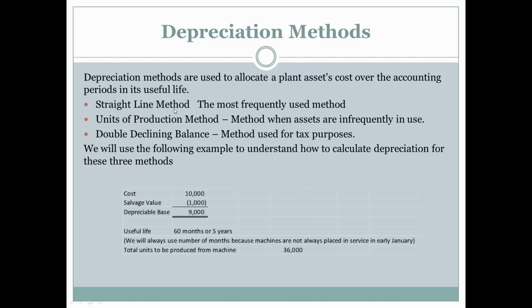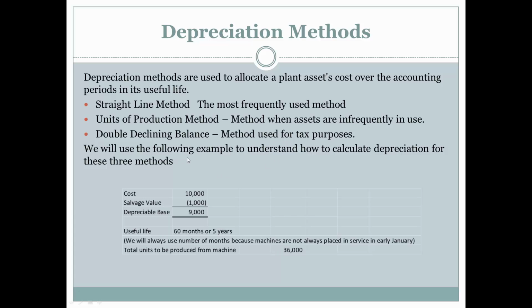There are 3 different methods we're going to learn about. The first one is straight line, which is the most frequently used. The second is called the units of production method, and it is used when assets are infrequently in use. The third is double declining balance, and it's a method often used for tax purposes.